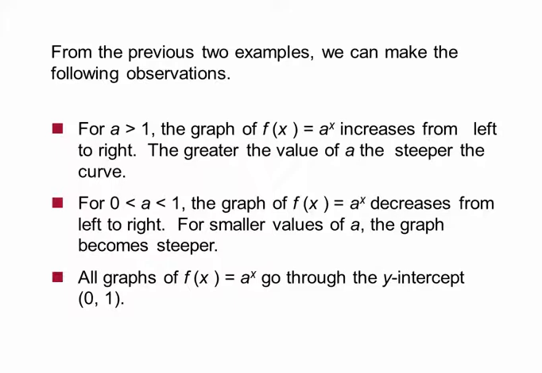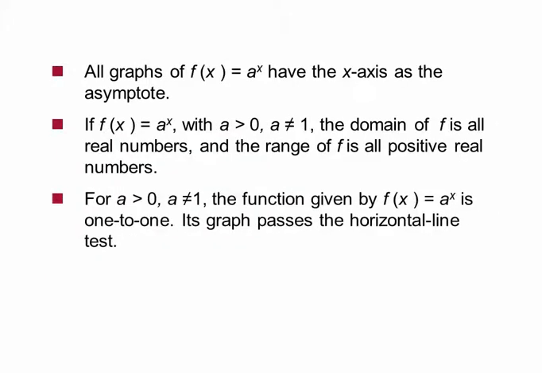All of them, every single one of them, goes through the point (0, 1), because anything raised to the 0 power, any a raised to the 0 power, will give you 1. So all of these graphs have the x-axis as the asymptote.